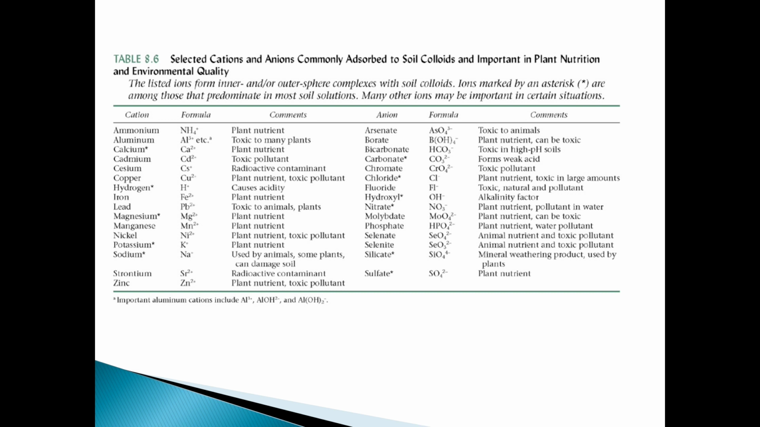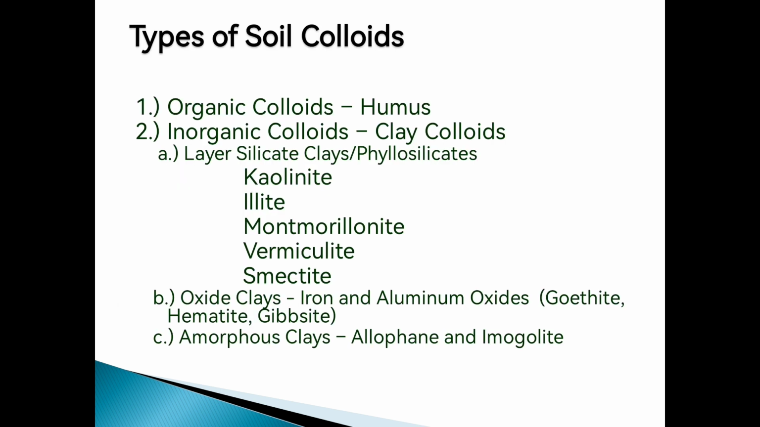As I've told you, there's a lot of nutrients present in the soil, but these are some of the selected cations and anions commonly adsorbed to soil colloids and important in plant nutrition and environmental quality. So, hindi yan lahat nakasama dyan kasi selected lang yung isinama sa table na to. There are different kinds of soil colloids. We have two, organic colloids and inorganic colloids. Organic colloids include humus, yung sa organic material, and inorganic colloids are clay colloids, which are divided into three groups.